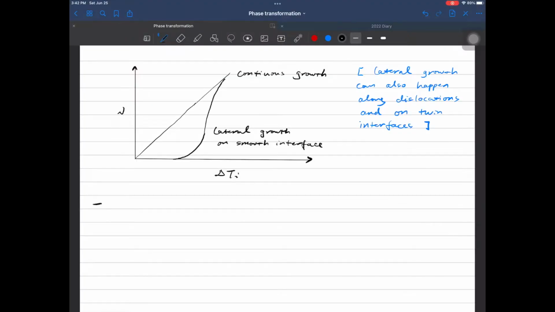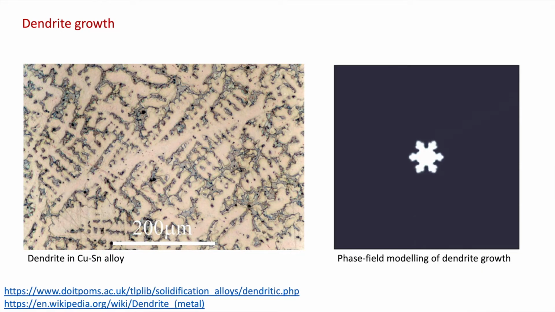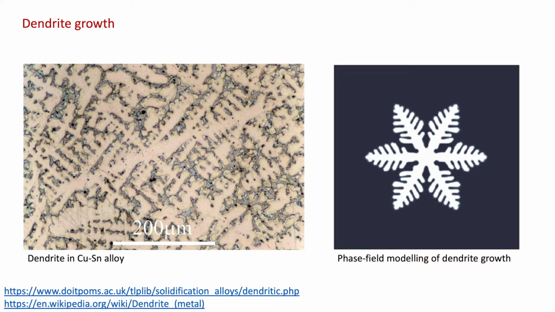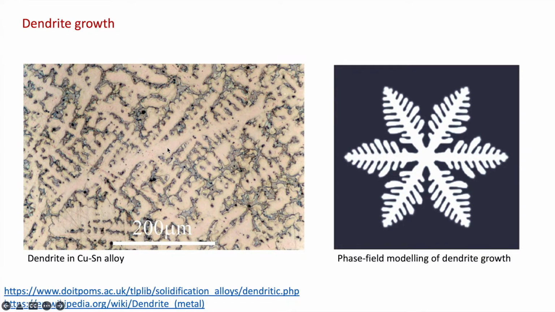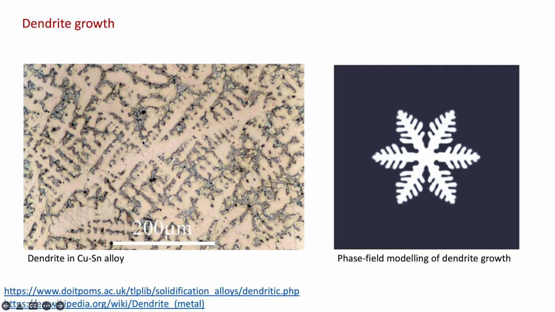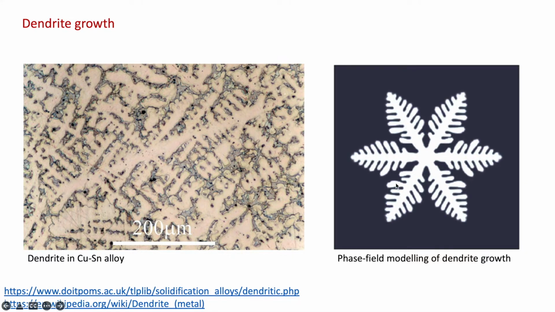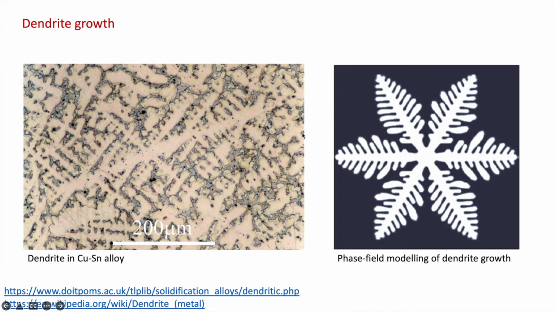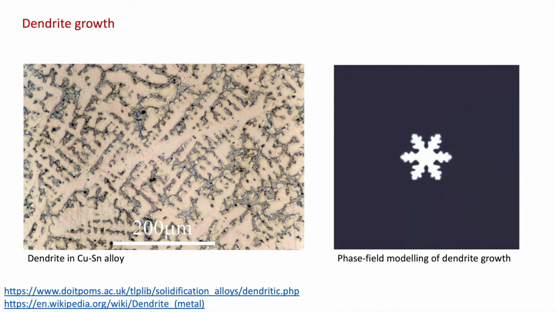In the real world, we rarely see continuous growth and lateral growth in physical metallurgy. The predominant microstructure is the dendrite structure. On the left is an example of the copper tin dendrites. After solidification, you get those long dendrite structures. Not only can they grow in one direction, you have secondary and tertiary dendrites branching out. To simulate and to compute the dendrite formation, you can use phase field modeling as shown in the example on the right.